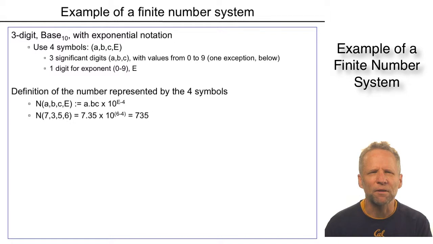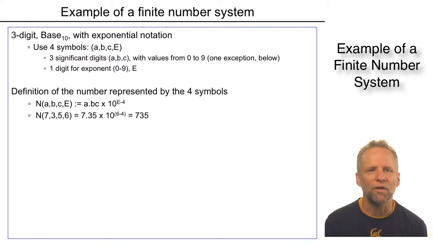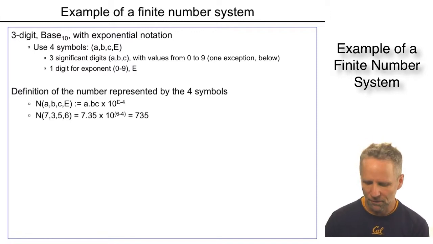So for example, if I write N of 7356, what I mean is 7.35, mapping the A, B, C directly above, times 10 raised to the, and then we'll take 6 minus 4, which is really the second power. So I get the number 735. So what we're representing is really numbers with 3 digits of accuracy in base 10.